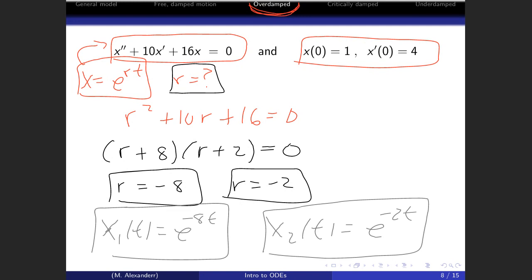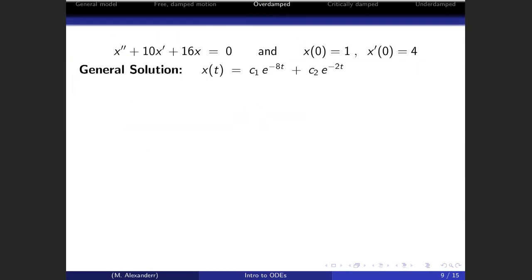So it's going to be a combination of x1 and x2. And so I'm going to write that down on the next slide. So the general solution is going to be given by this combination of the x1 and the x2. All right. So now we're going to use the initial conditions.